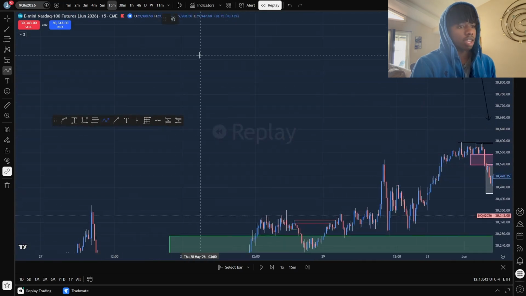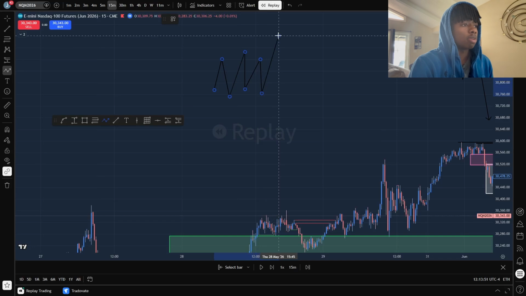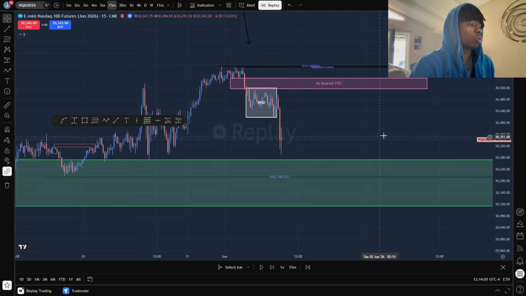Okay, look, let's just say, everybody stay with me. Let's just say this is just some random accumulation, right? It's just right here. There are no PD arrays. There are no strong liquidity pools. We move up, and then you want to take a move down. We could very well just go up still, because you don't have high time frame liquidity to form a narrative.